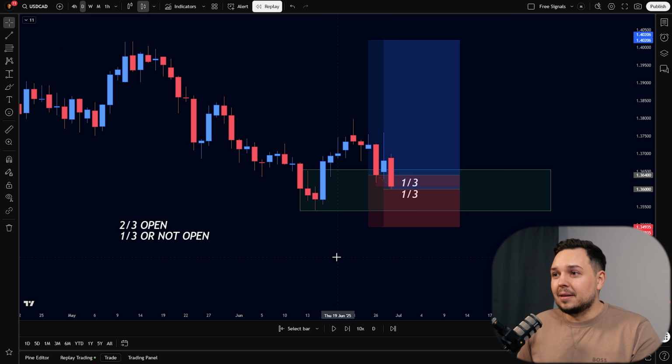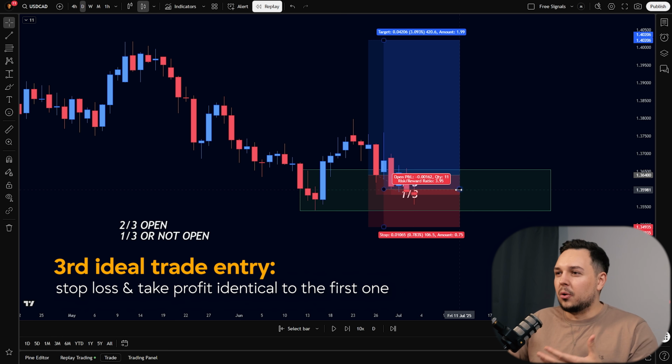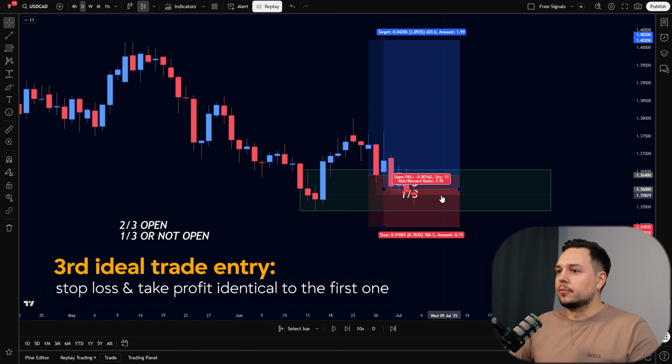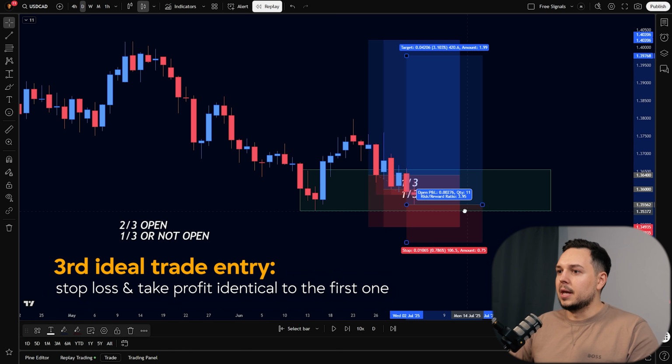And now you probably get the point. If the price gives an even deeper pullback, the ideal entry, or whatever you like to call it, this is where you enter your last 1/3 of trading position. So somewhere over here, stop loss, something like that, take profit like that.